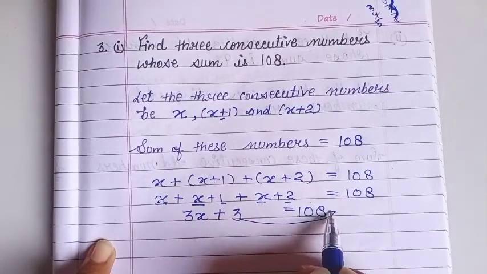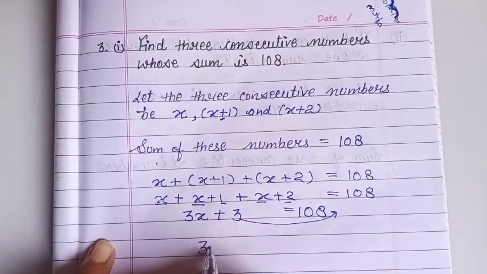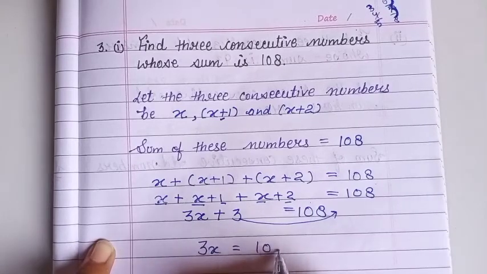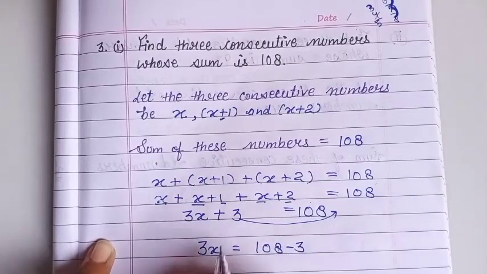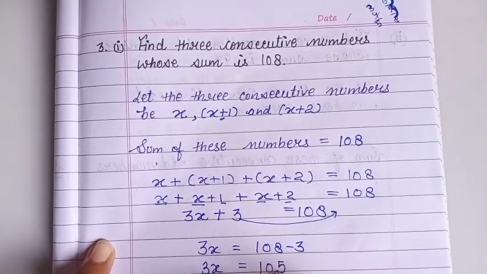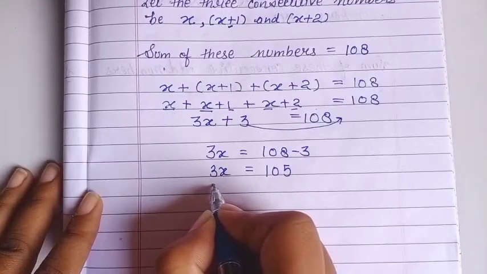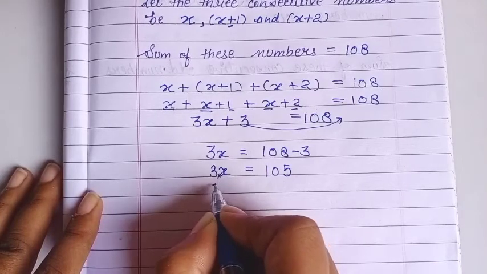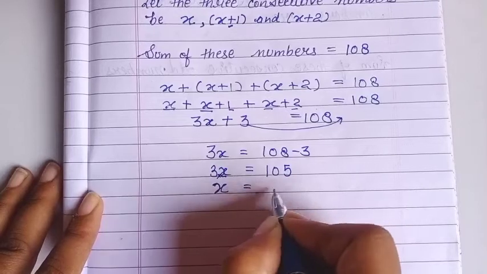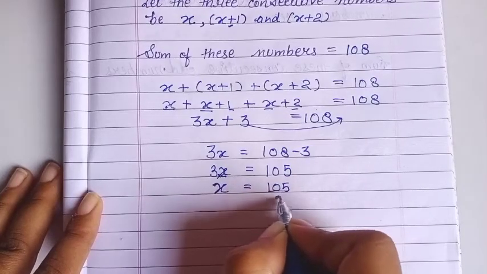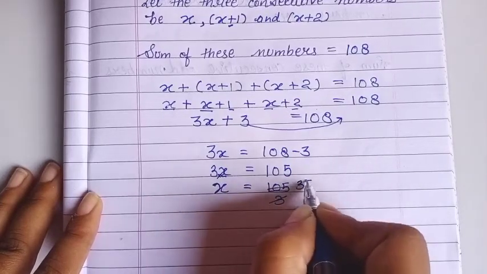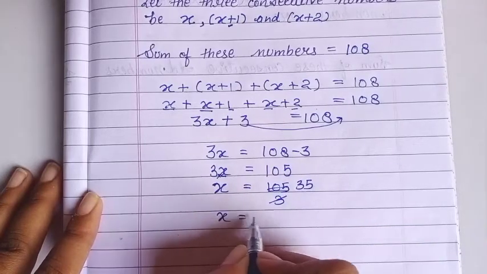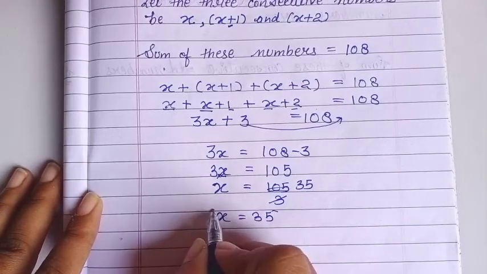Now move this constant to the other side. 3x is equal to 108 minus 3, right? So 3x is equal to 105. 3x means 3 multiply x, right? So you want to find the value of x now, so move this 3 to the other side. x is equal to 105 divided by 3. 3 3s are 9, 3 5s are 15. So x is equal to 35, right?